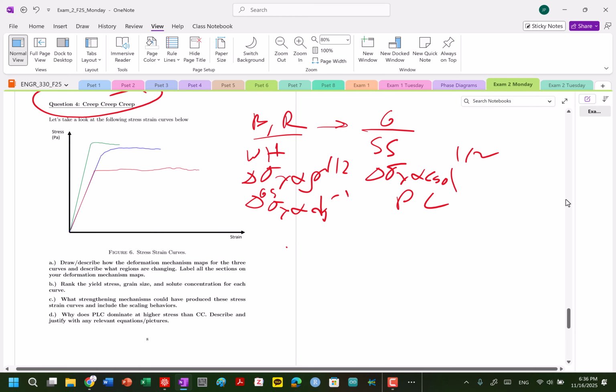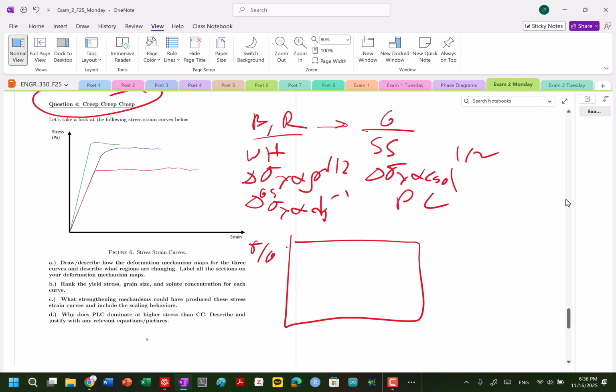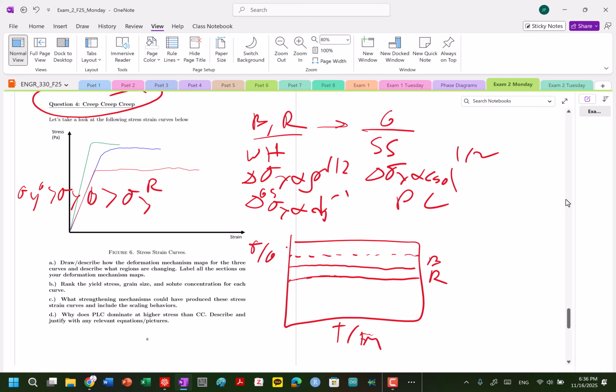If we look at, generally speaking, our deformation mechanism map, with stress over G versus homogeneous temperature, let's say every one of these materials has the same theoretical yield stress. If I'm ranking this, we know that our yield stress of green is greater than my yield stress of blue, which is greater than my yield stress of red. So the red would be the lowest. So I'm going to say this is my red. This is my blue. And this is my green.